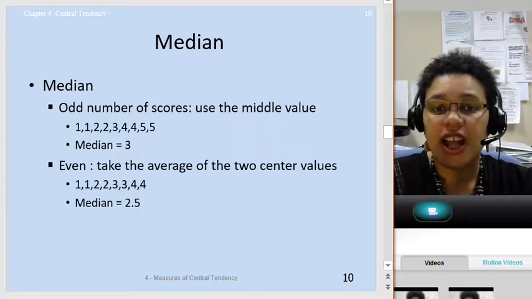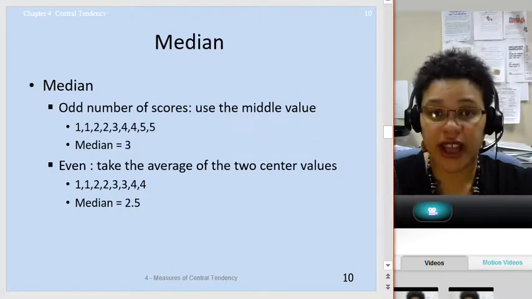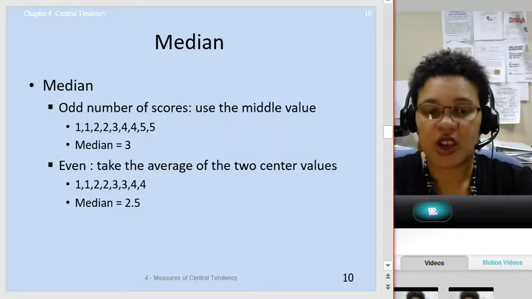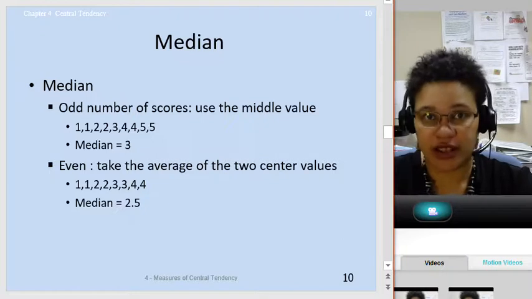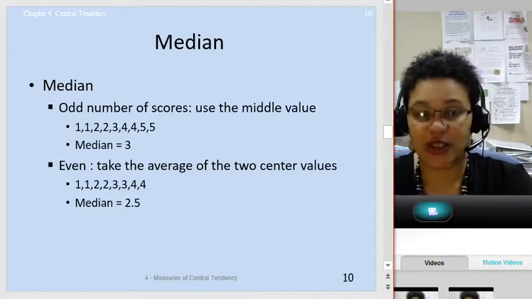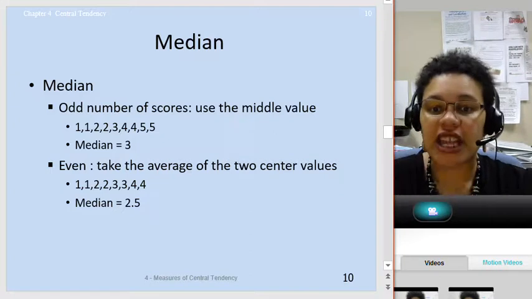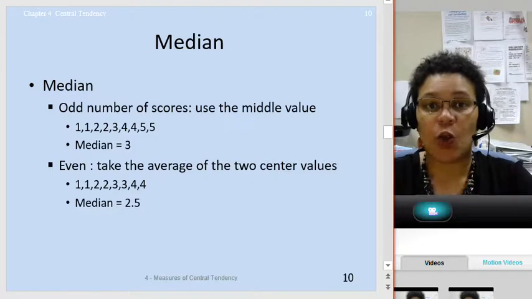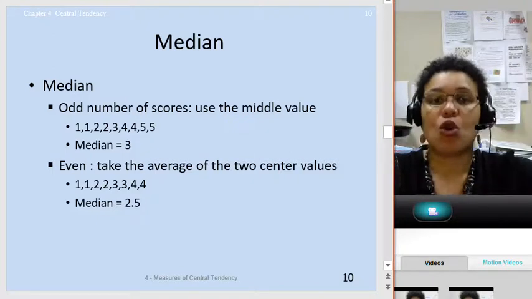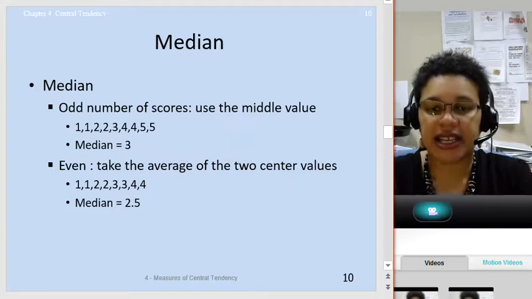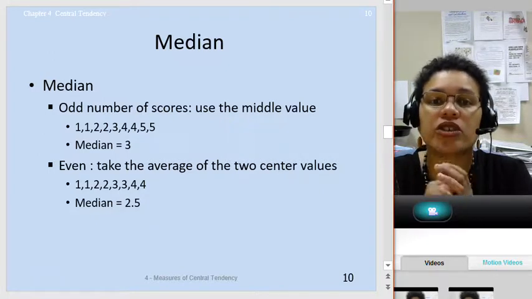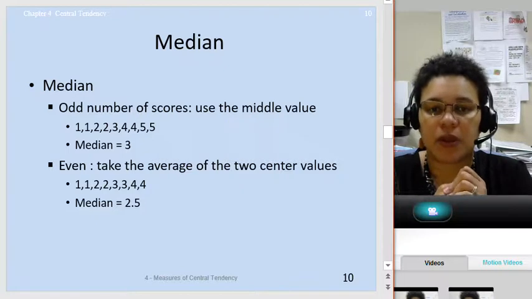To figure out the median, we're going to sort the values, and if you have an odd number of scores, it's just the one that's right in the middle. So in the first example, the 3 is right in the middle. It's got 4 numbers on one side, 4 numbers on the other side. If the numbers are even, you take the average of the two center values. Whereas mode could be something like 1 and 9 if it's bimodal, median can't be, because it's where the 50th percentile is. So you take the average of the two center values, and because this is an ordered series, that's your median.